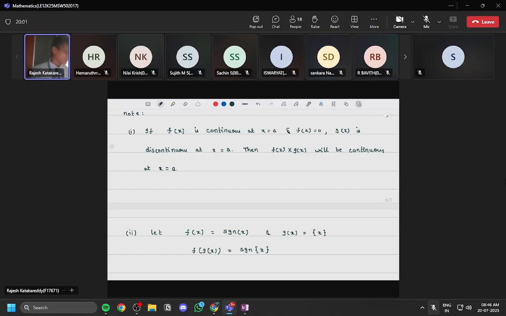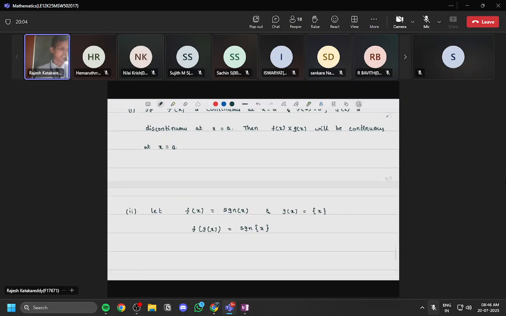Now tell me what I'll get from here. If I do the composition in this way, what will be the output for signum of fractional part of x? What will be the output? 0 or 1. Am I clear? When x is 0, you will get 0 output. Or some integer you are giving, you will get 0 output. Non-integer we are giving, what output we'll get here? 1. Just give me a moment.